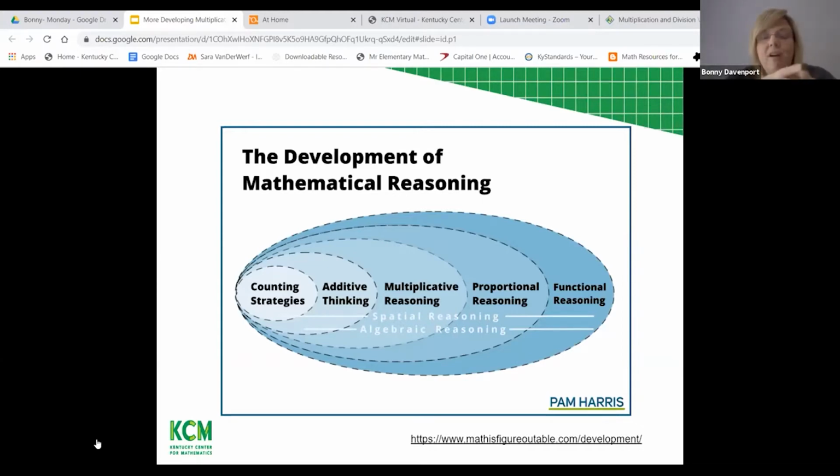And then moving on to multiplicative reasoning, and that's where we want to get students to. They are moving in even bigger chunks of the number, thinking about the strategy that we're going to talk about today, adding a group and subtracting a group.